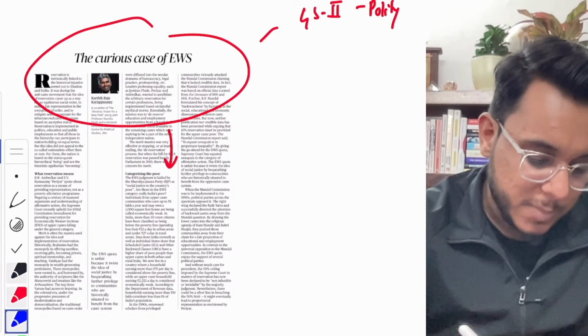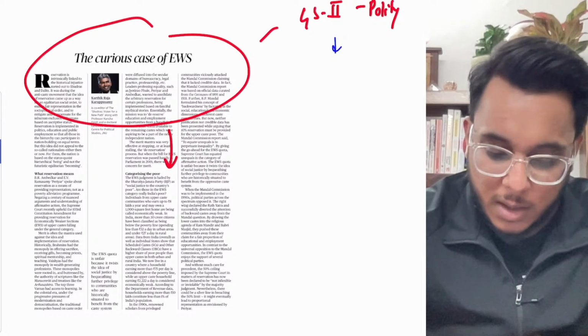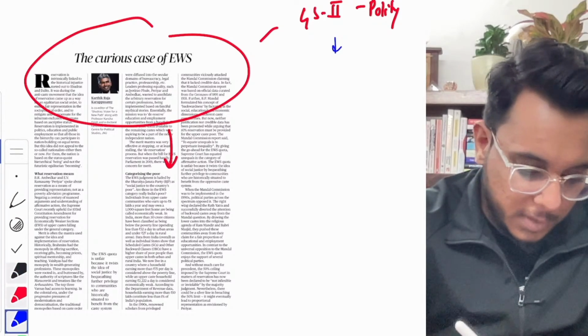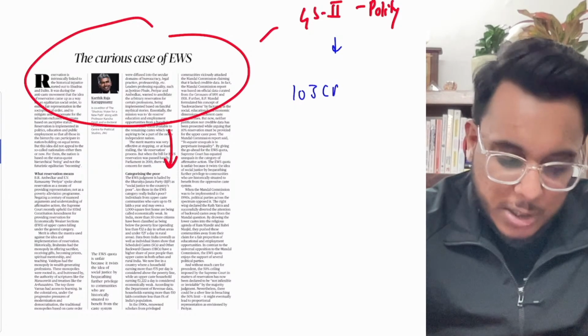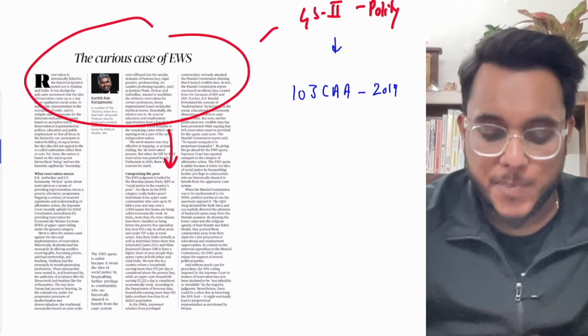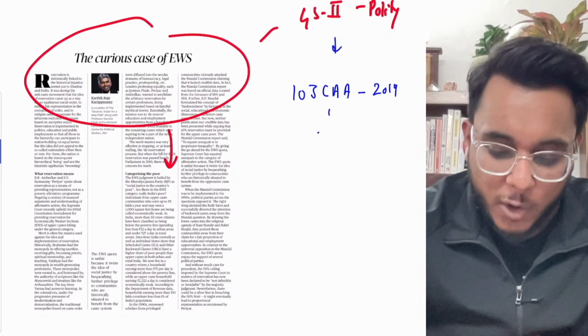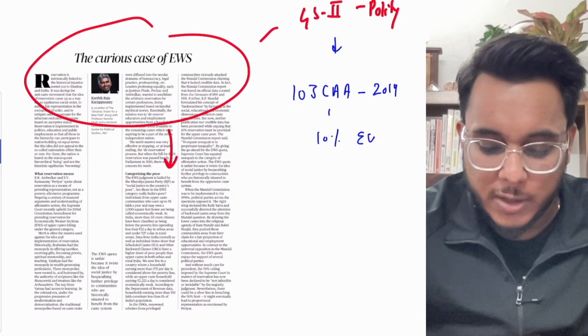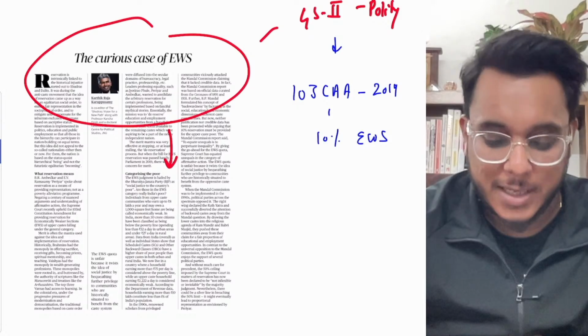Now understand this particular thing. What has happened? The 103rd Constitutional Amendment Act was passed by the government in 2019, and this 103rd Constitutional Amendment Act provided for 10% reservation for the economically weaker sections. 10% reservation for the economically weaker section.